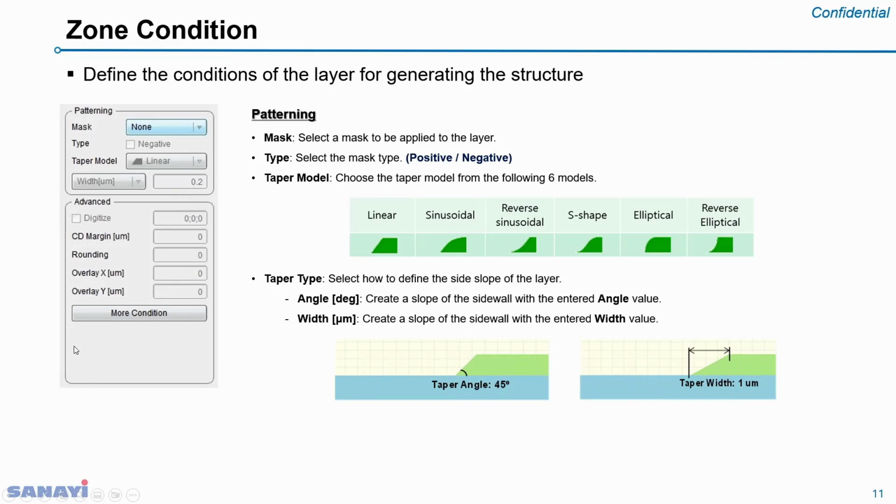The next one is Advanced tab. The Advanced tab is for creating a realistic layer structure. There are a lot of functions including digitize, CD margin, and rounding. Please check the manual for descriptions and usage about advanced and more condition.